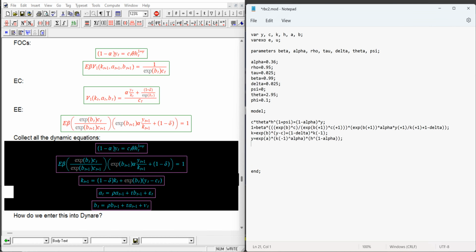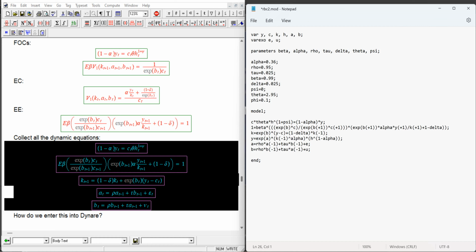Finally, we have the law of motion for our shocks. So A is rho times A yesterday plus tau times B yesterday plus epsilon. And then the equation for B is similar. Just have to switch A for B. And we also have to switch E for U. Great, now we're done with the model.